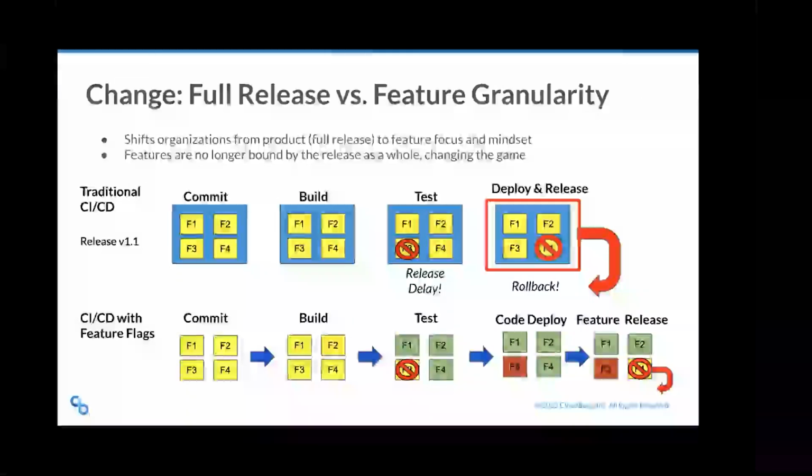So let's break down what a release versus feature granularity really means, along with an example shown on the screen. At the top, we have a traditional release where all features must be included and released at the same time. As you can see, they're all in the box together at commit. Most companies operate in this model today, with orchestration at the release level, where the entire release doesn't move forward if there are issues with one feature.